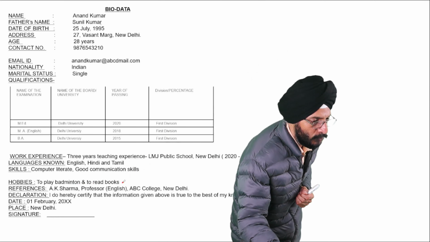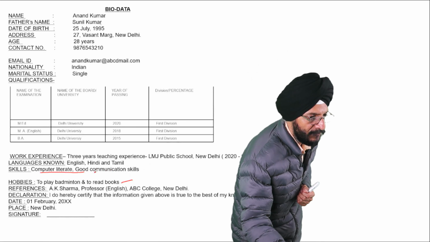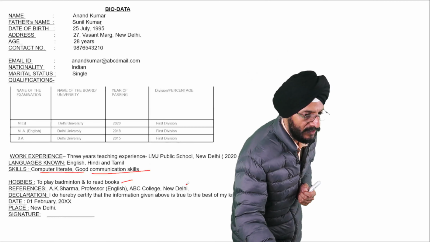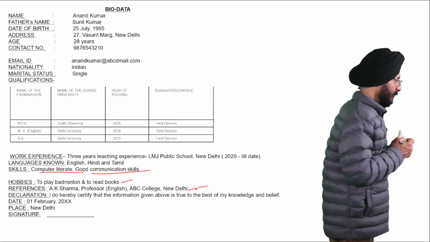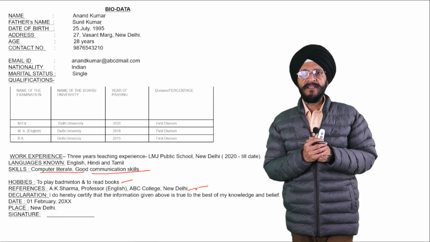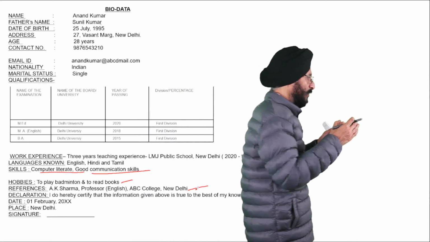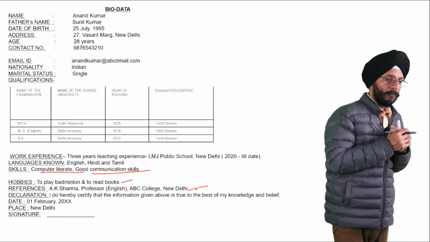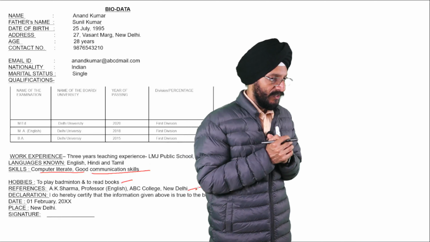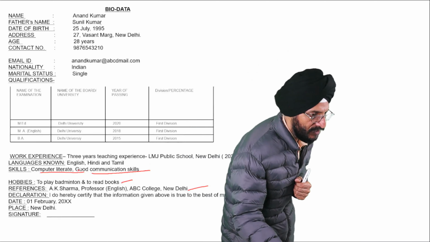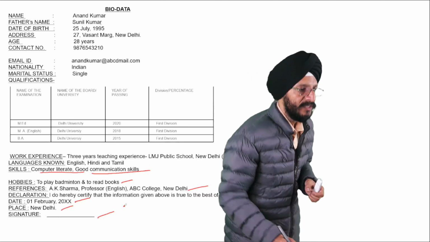These are the hobbies: to play badminton, to read books. These are the skills: computer literate, good communication skills. Here you have given the reference of the person who can give assurance to the prospective employer that you are a good person and can be employed for the organization. This is the declaration, then this is followed by the date, place and your signatures.